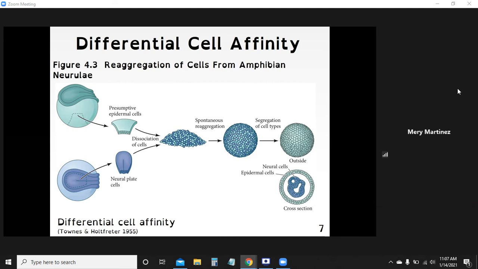So, differential cell affinity. Many of the answers to the questions about morphogenesis involve properties of the cell surface. Even though we don't think too much about what the cell surface does, it helps a lot to coordinate the communication among the cells and what type of tissues they may form together.